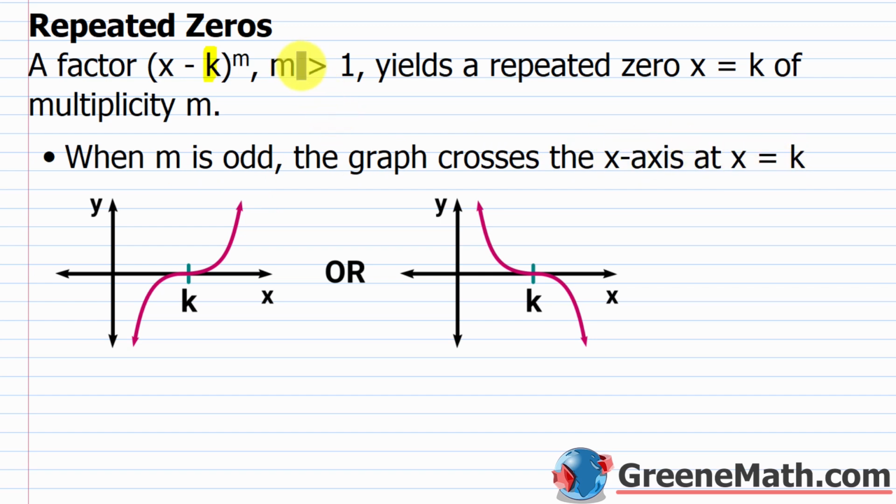But again, because of the multiplicity here, given by this m being greater than 1, we're going to have the graph flatten out. So it's not going to cross straight through like you saw in that example earlier. It's going to look something like that or something like that.